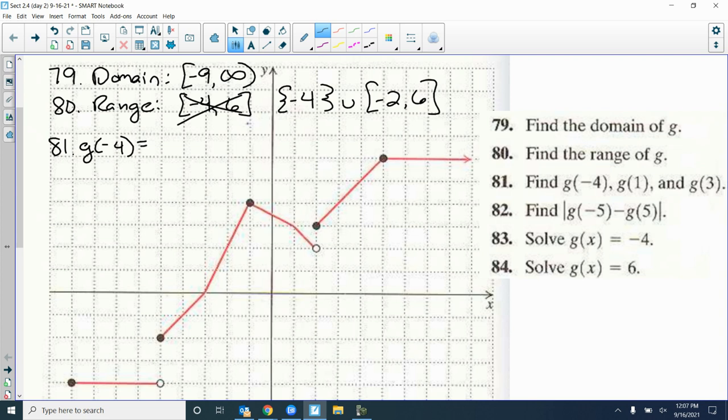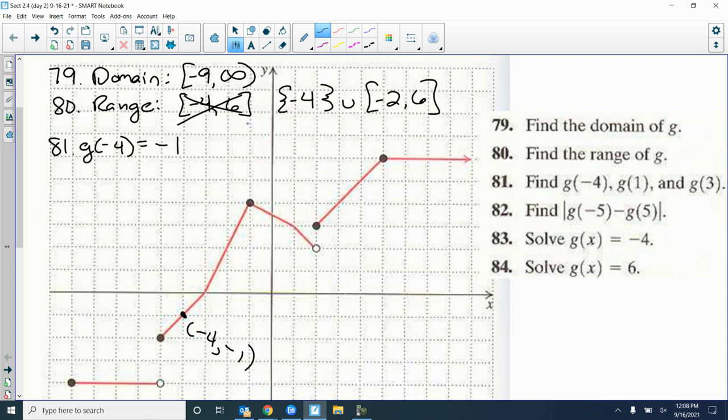Aaron, do you know the answer? No. Okay, so go to the x value, negative 4. Is there a point on the line that has that x? Well, this point has the x coordinate of negative 4. What's its y coordinate? Negative 1. So when you plug in negative 4, what do we get back? Negative 1. That's your answer. Go to the graph, find that point. The y value would be G of negative 4, so it would be negative 1.